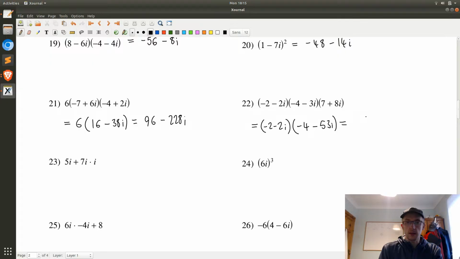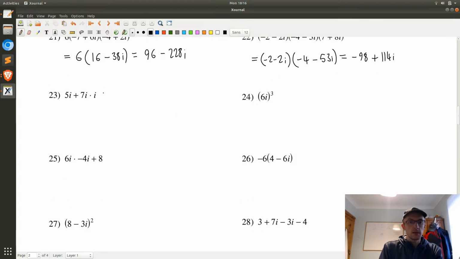And now to figure out this product. The real part is 8 add 106, it seems. It's rather 8 take 106, which is -98. And the imaginary part is 106 add 8, which is 114. So 114i.